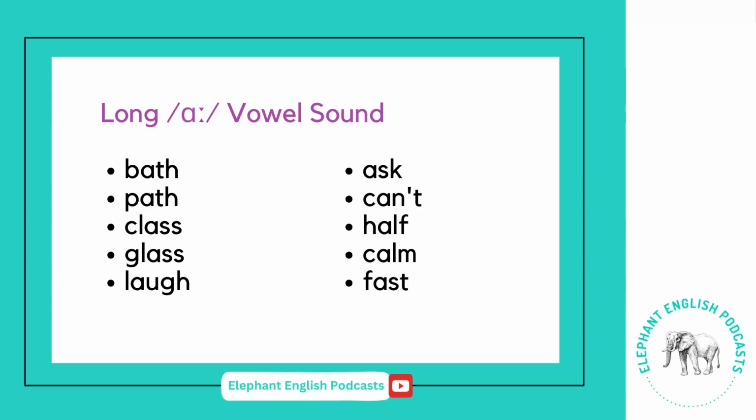This is the standard British English pronunciation. In British English, we say class. In American English, they say class. So the A sound is more like air, not R like in British English.